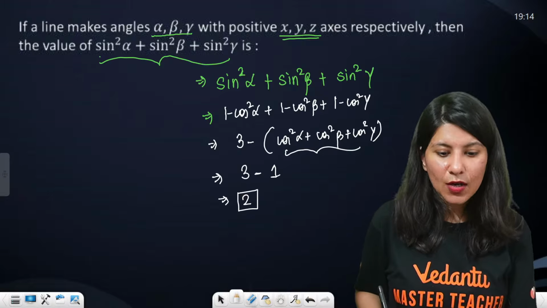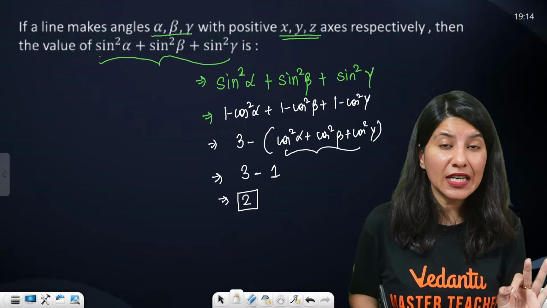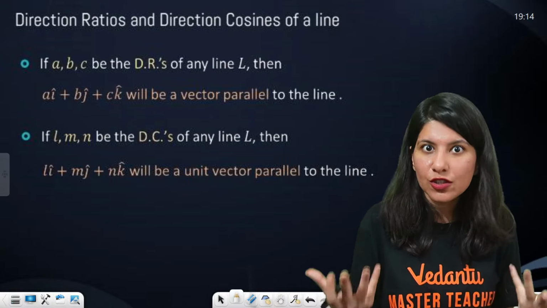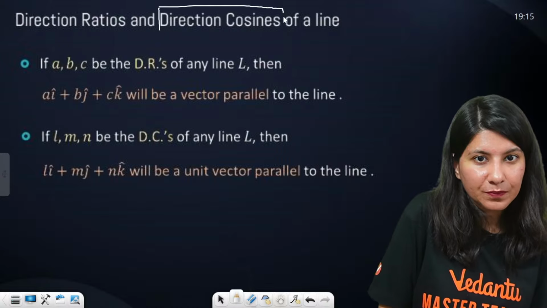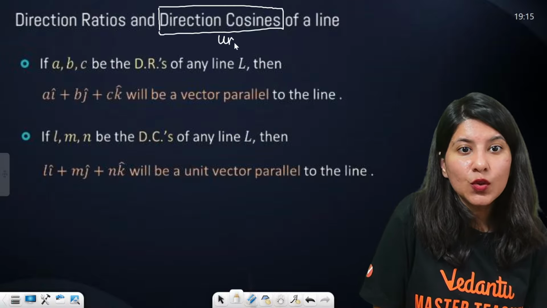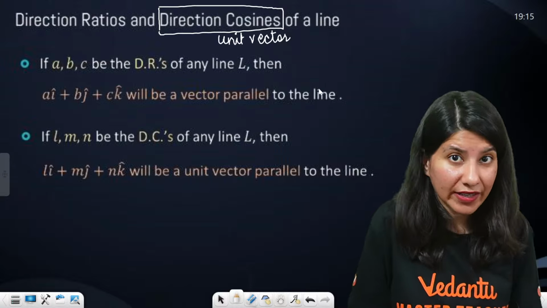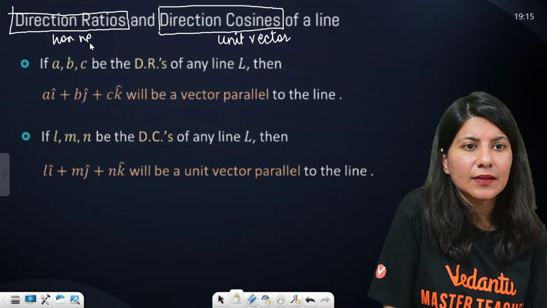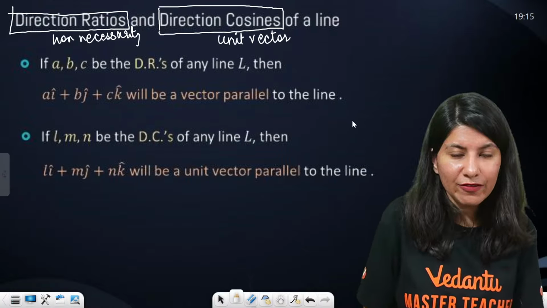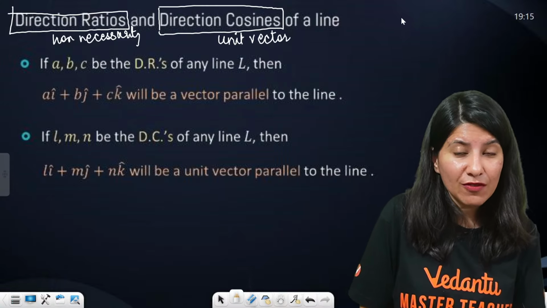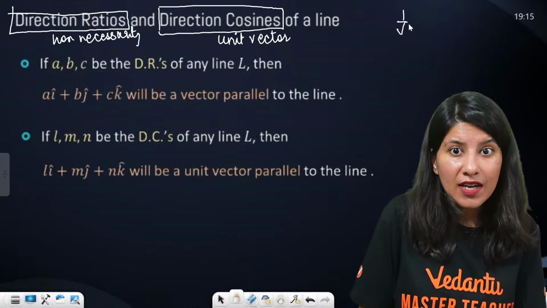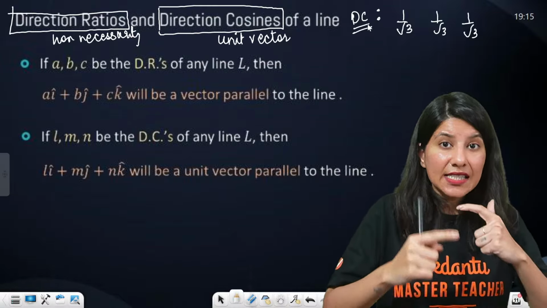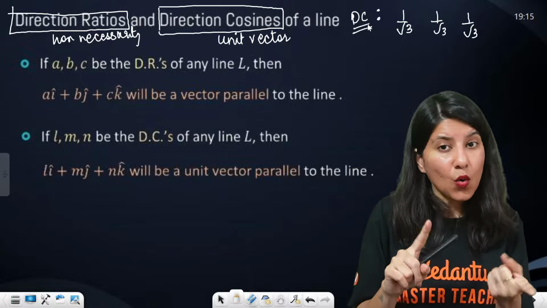Good job. Now let us talk about the next thing, which is direction cosine and direction ratio. This will clear your doubts about the difference between direction cosine and direction ratios. Direction cosine is actually a unit vector, but direction ratio is not necessarily a unit vector. For example, in the question we just did, where the lines were equally inclined with the coordinate axes, the answer was 1 by root 3, 1 by root 3, 1 by root 3. These are direction cosines. Direction cosines mean the sum of squares should be 1.